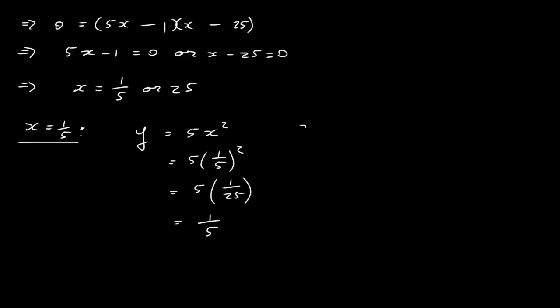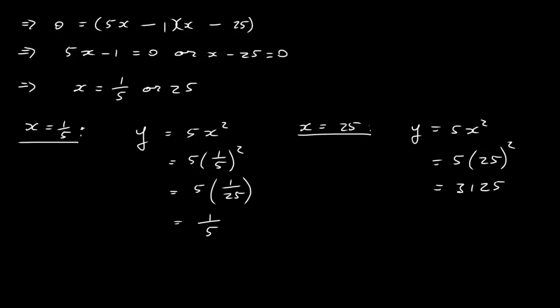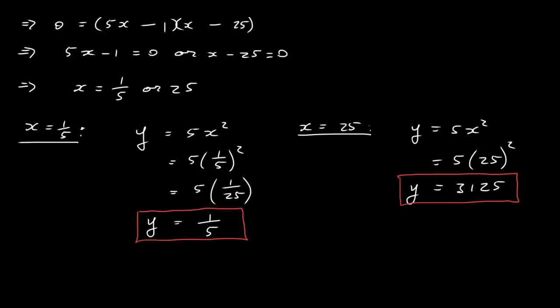And we also have x is equal to 25. So we have y is equal to 5x squared. So we can just go 5, put our 25 in here, square it. And if you do that, you get 3,125. So there are two answers for y, really. So we have y here. So I'll just identify these two answers here.